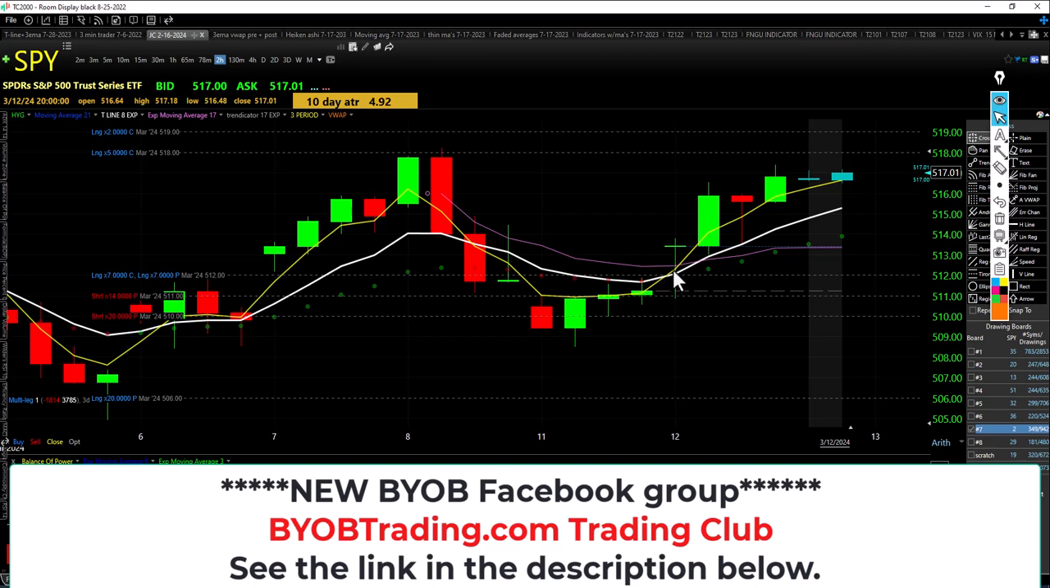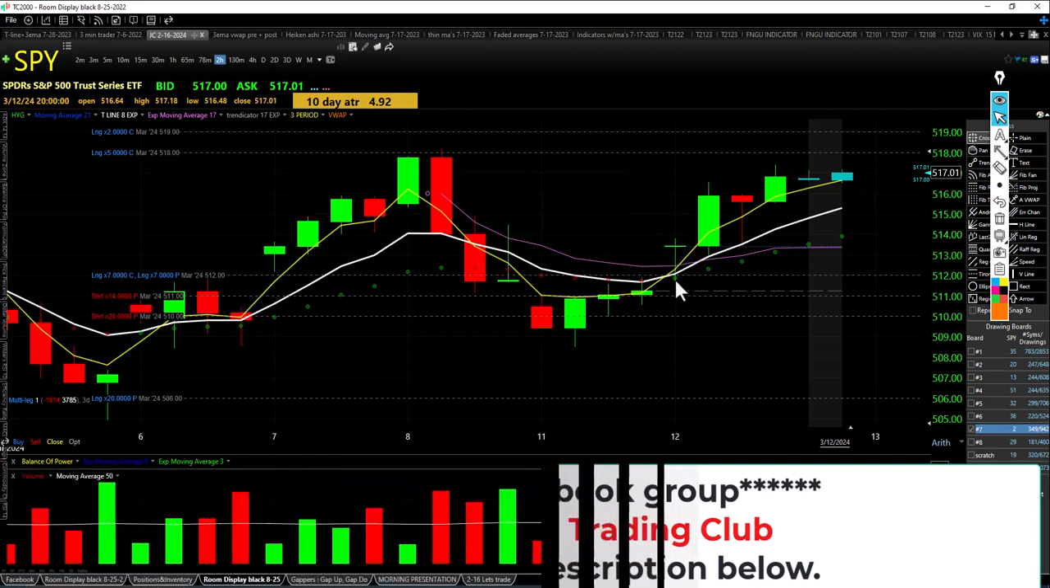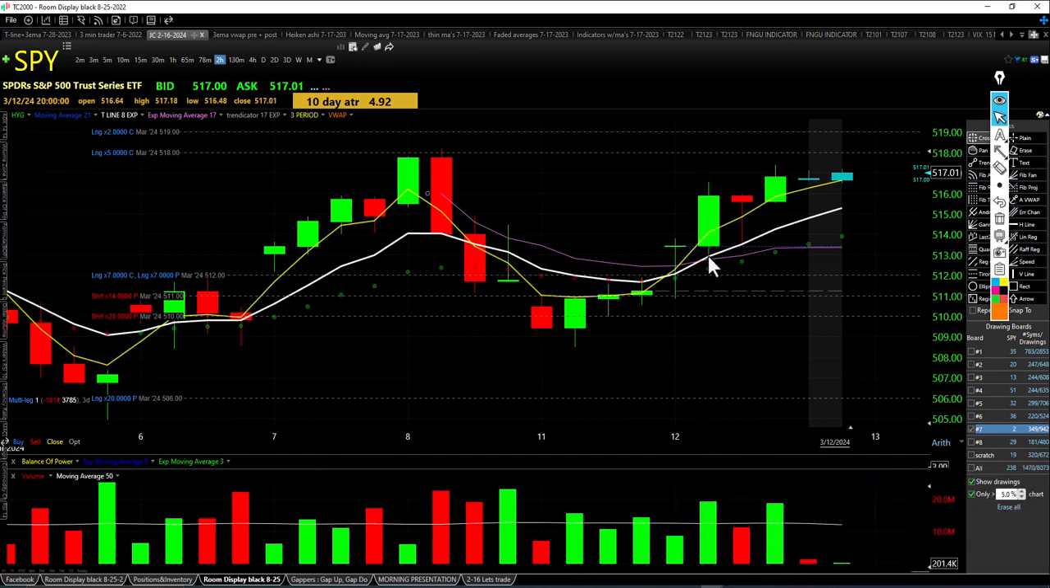Okay, so I got a cross. So I got a 2-hour uptrend. You can see we're making higher lows and higher highs. You can see my 17 EMA is starting to climb up. This is my bullish stack on my 2-hour chart. Price on top of the 3, on top of the 8, on top of the 17. Price on top of the 3, on top of the 8. All three of them on top of a rising 17.